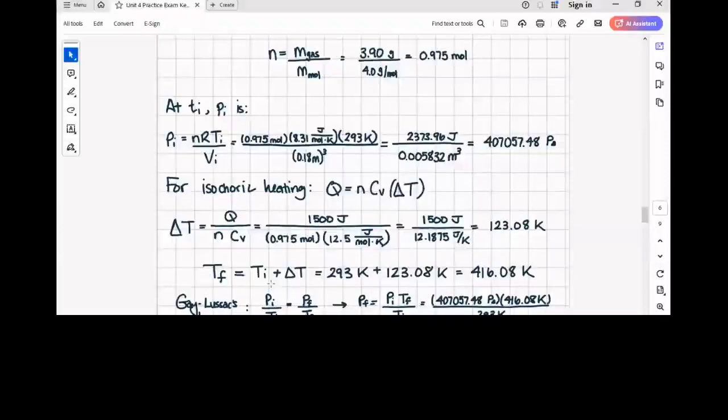So if delta T is T final minus T initial, T final should be T initial plus delta T. The final temperature is 416.08 Kelvin.